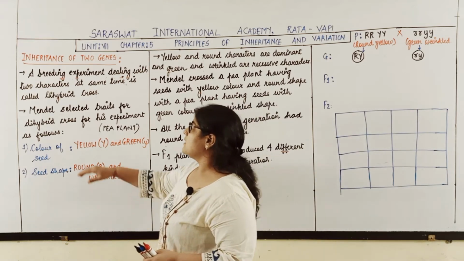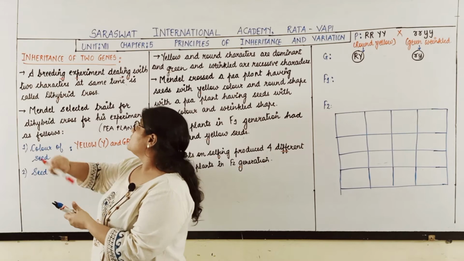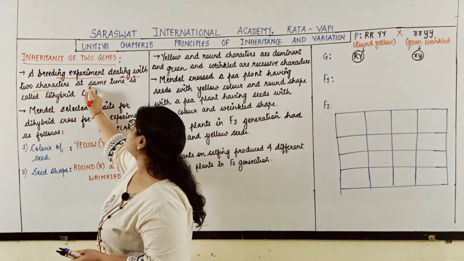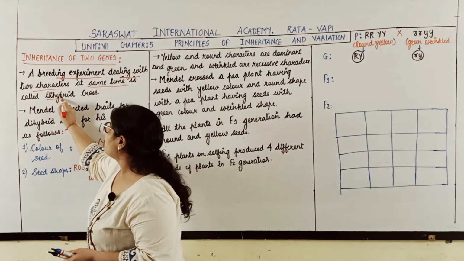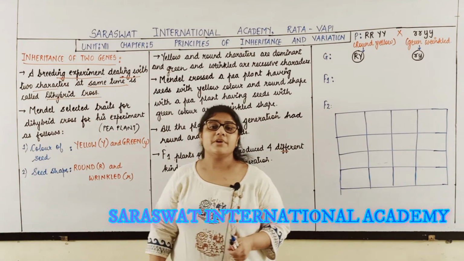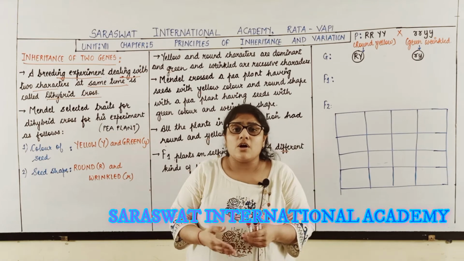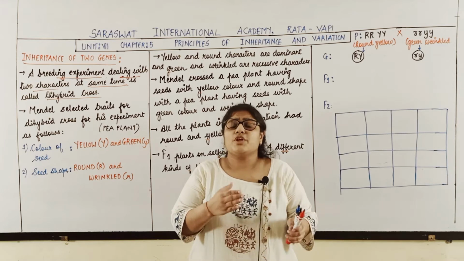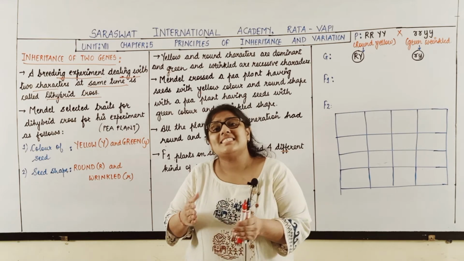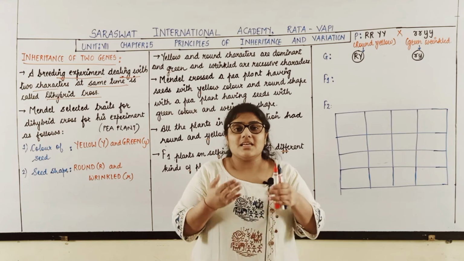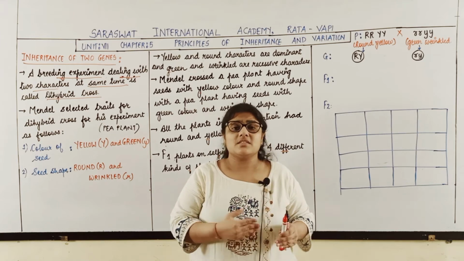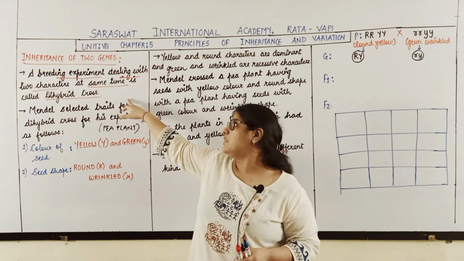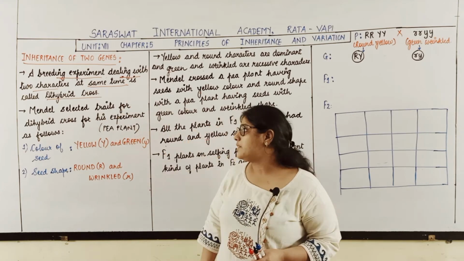So students, what is a dihybrid cross? A breeding experiment which deals with two characters at the same time is called a dihybrid cross. So basically a cross which considers the inheritance of two characters of two genes at the same time is called a dihybrid cross.